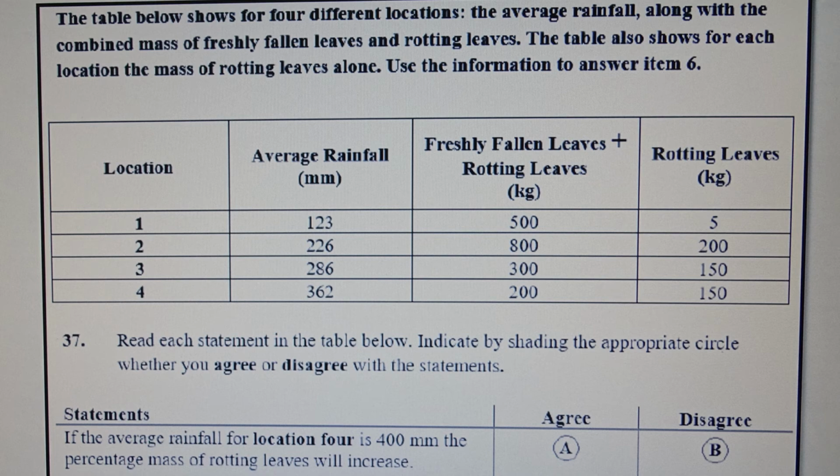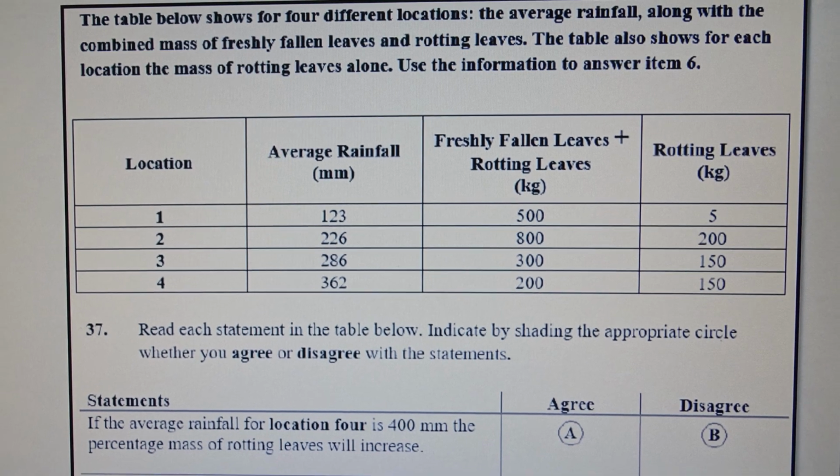What about the rotten leaves in column 4? Is that increasing? When the rainfall was 123, the mass was 5. When the rainfall was 226, so almost doubled, the mass was 200. When the rainfall was 286, the mass of rotten leaves was 150. And when it increased by another almost 100 millimeters, the mass was still 150. Okay, so we're going to use that information to determine whether the statements given are true or not, whether we agree or disagree.